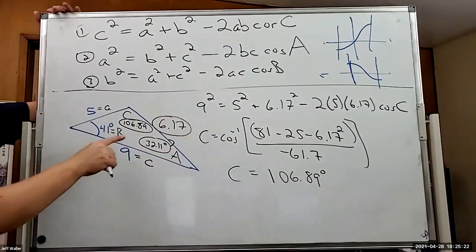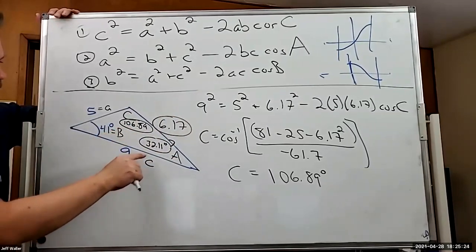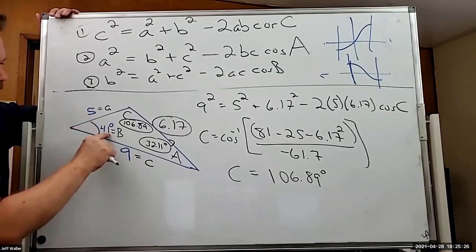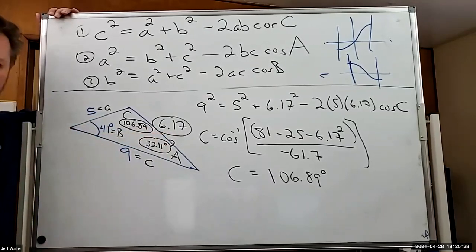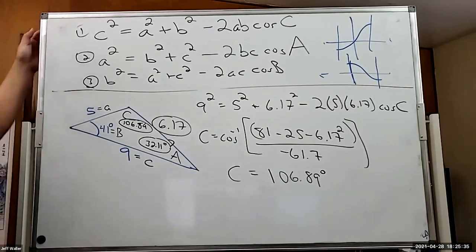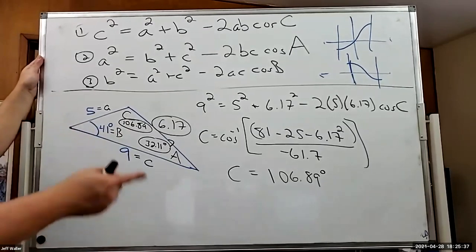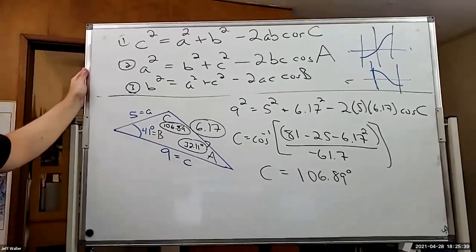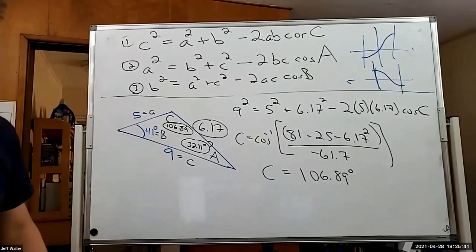So let's see if this makes sense. Biggest angle, biggest side across. Smallest angle, smallest side across. Middle angle, middle side across. Yay. So on that level, it makes sense. Obviously, if you get a negative side length, bad. If you get a negative angle, bad. Right? That should be kind of obvious.